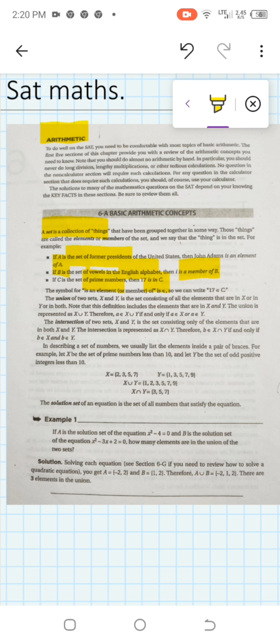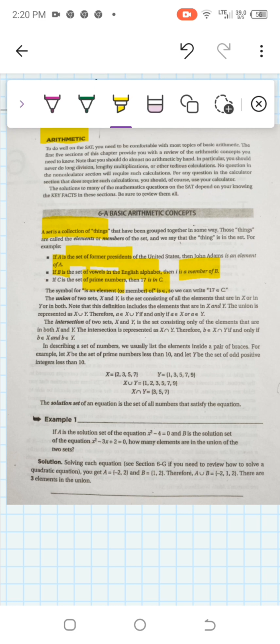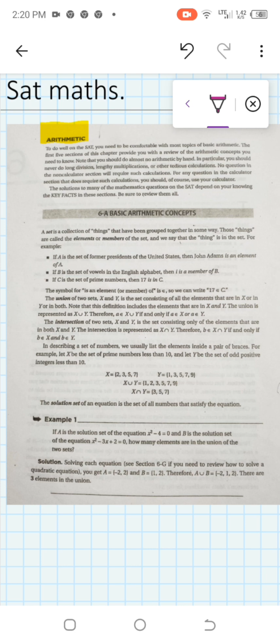So like this, the symbol of it is an element. We erase this. Okay. So like this we have the symbol of an element, for example member. So we can write 17 is an element of C.